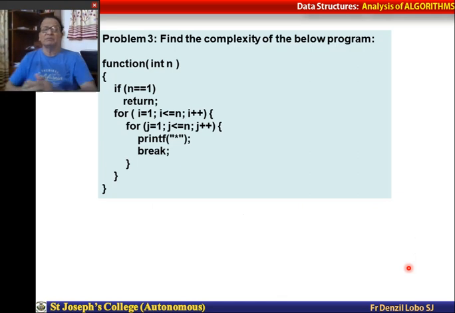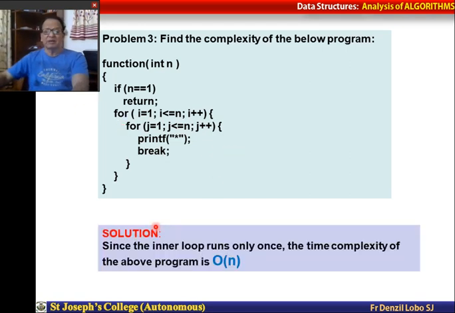With that, we come to some functions now and find out the complexity of this function here. The function says if n is equal to 1, return. Otherwise, for i equal to 1 to n, and within it one more loop, j equal to 1 up to n, j plus plus, you print this, but there is a break here. You just check this. What could be the complexity of this algorithm? We'll work on that.